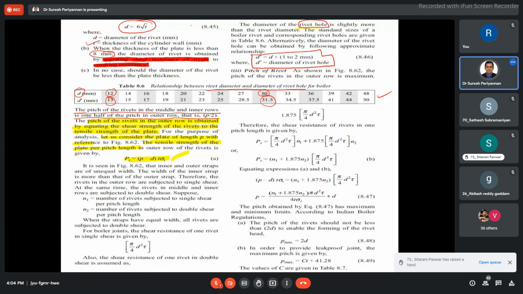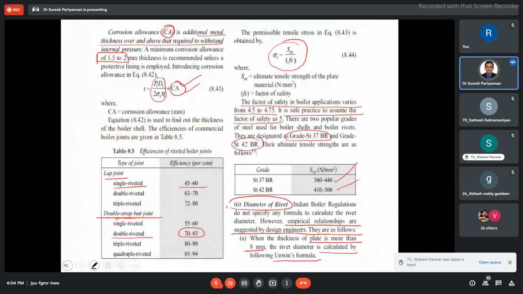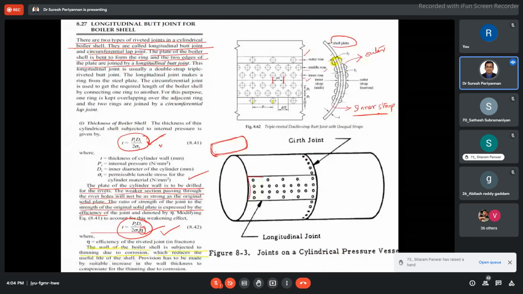Now, if the inner and outer straps are of unequal width, the width of the inner strap is more than that of the outer strap. Mostly, not always, mostly. And suppose the rivets in the outer row are subjected to single shear. That's what I told you: when the inner strap is wider, the outer rivets are subjected to single shear.